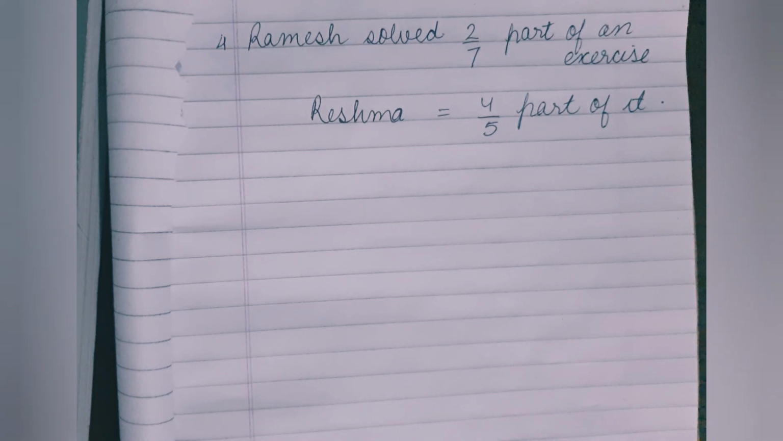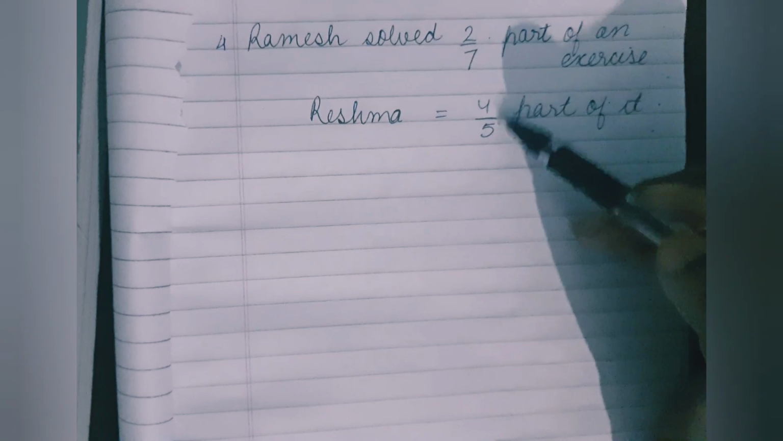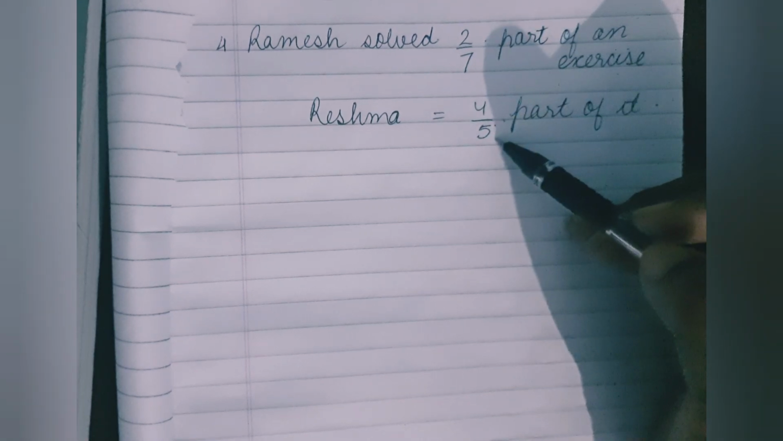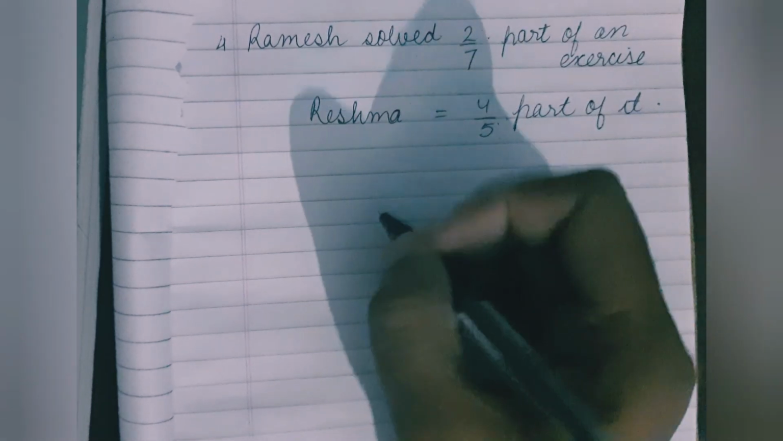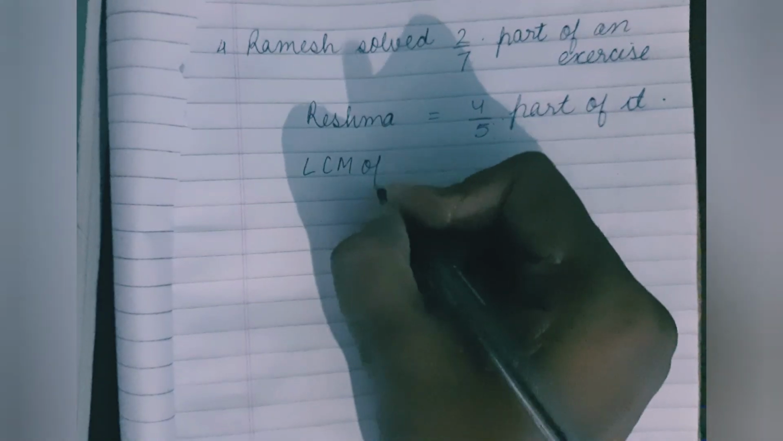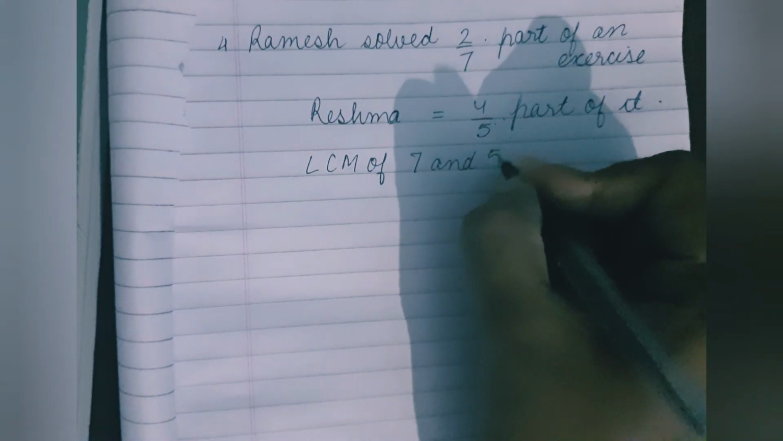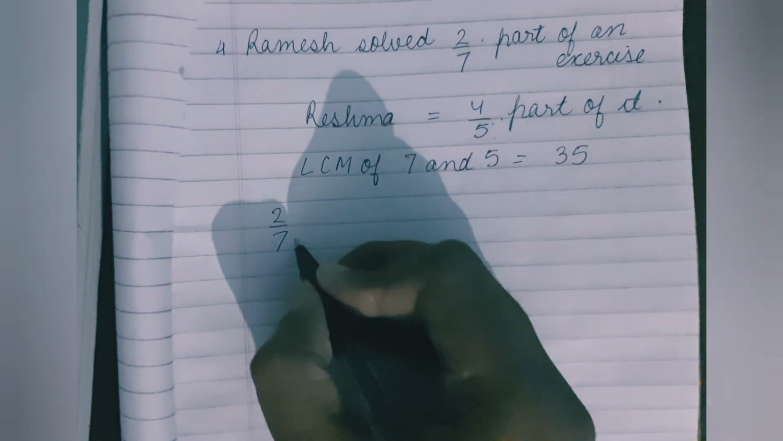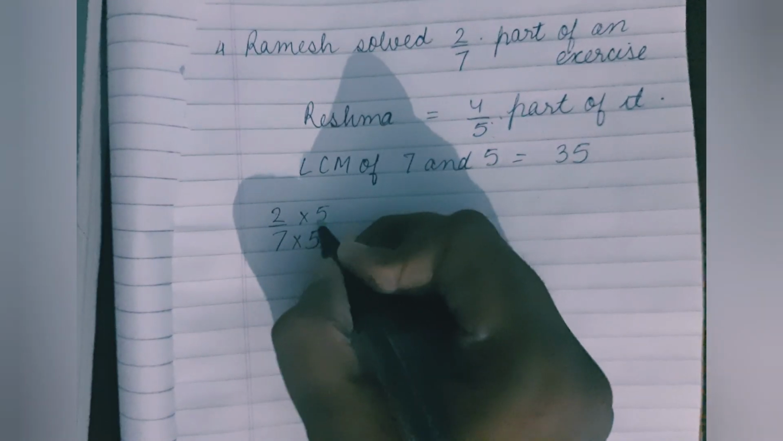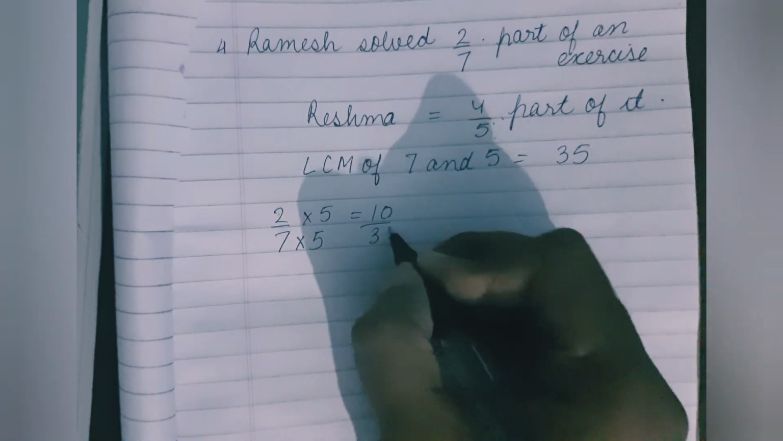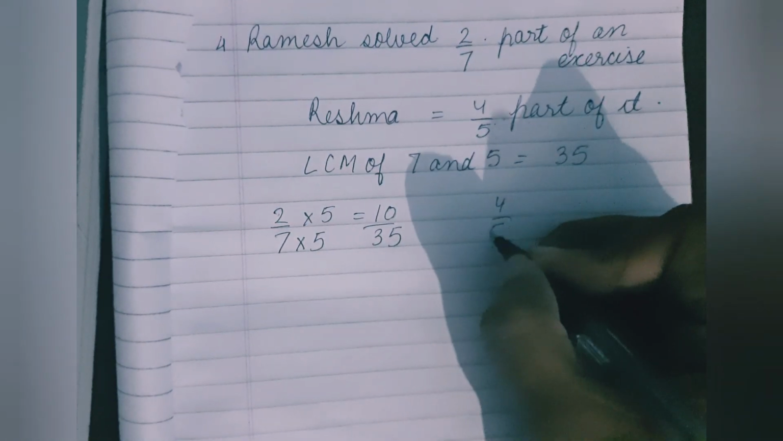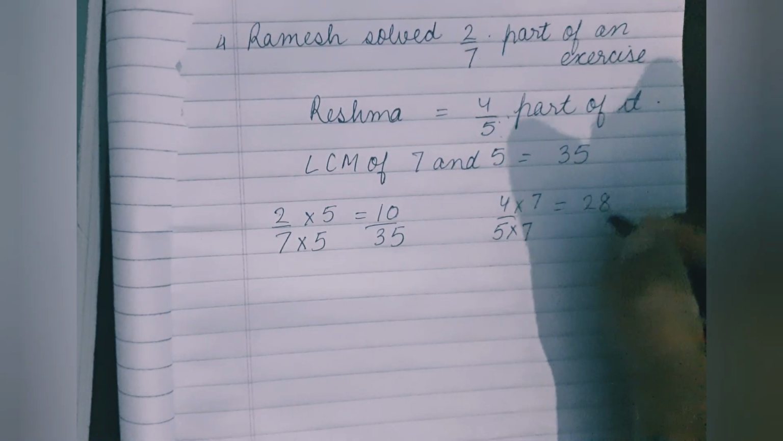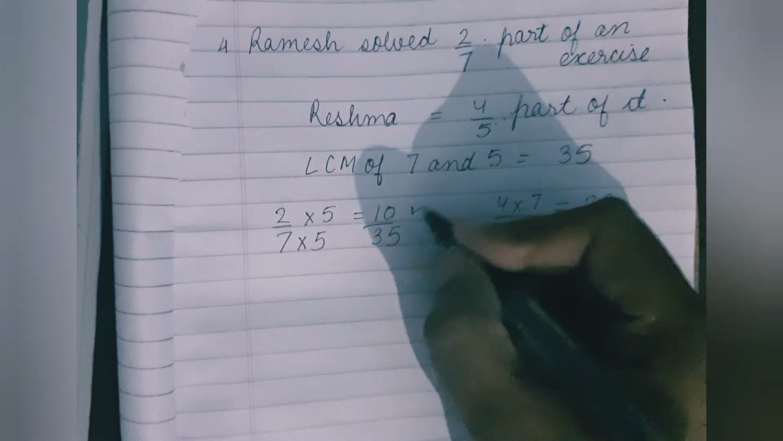Now it is asked who solved the lesser part. So first we have to find out who solved the lesser part. Here you can see the denominator is not the same, so first you will make the denominator the same. LCM of 7 and 5 will come 35. For the first fraction, 2 upon 7, 7 5s are 35, and here also 5, so the answer will come 10 upon 35. Next fraction 4 upon 5, that is 5 into 7, and here also 7, so 7 4s are 28 upon 35.